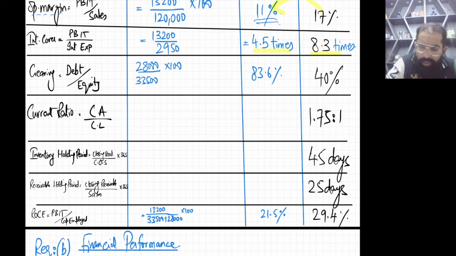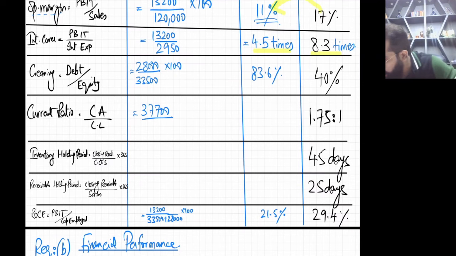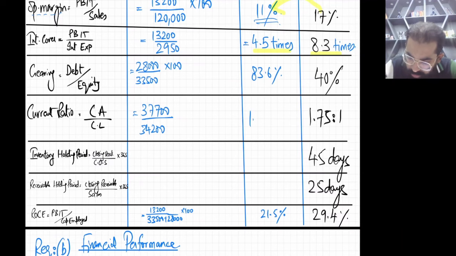Now the current ratio is very simple: current assets upon current liabilities. Go check the SOFP. Current assets are 37,700 divided by current liabilities of 34,200. So this will be 1.10 to 1.